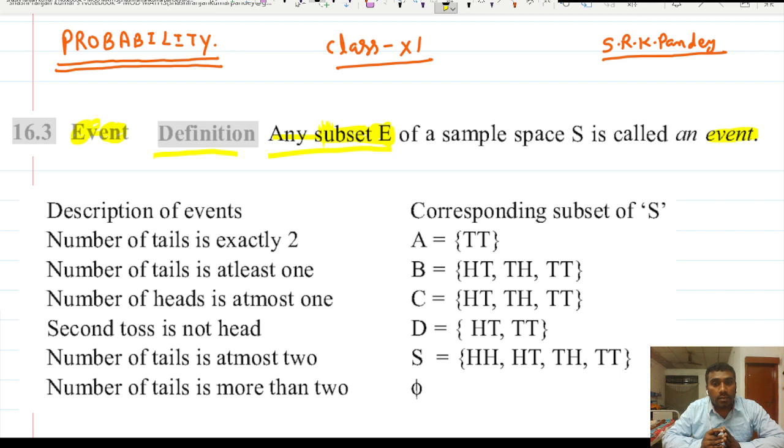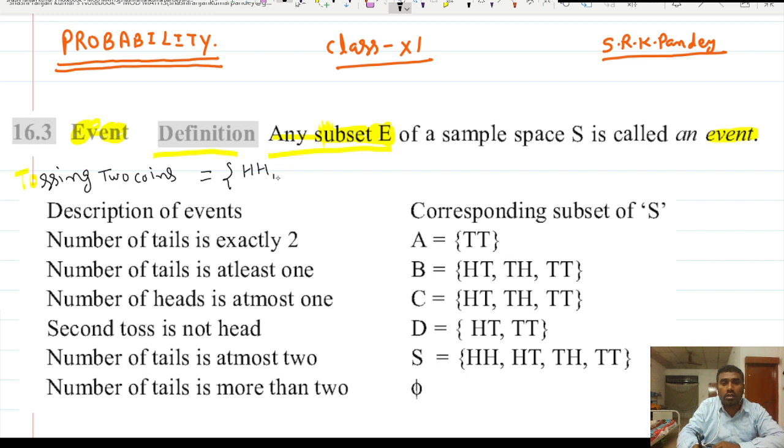Let us take one example here. Let us suppose we are tossing 2 coins, right? You know how to write the sample space for that: HH maybe, or HT maybe, or TH maybe, or TT maybe. In total there are 4 sample points in the sample space. Now we can consider them one by one as events. Whatever you are talking about, that point is your event. You can take any subset.